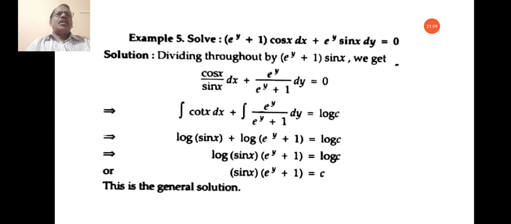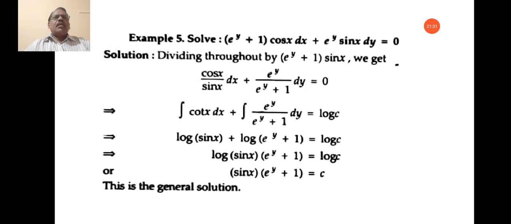So dividing throughout by e power y plus 1 into sin x, we get cos x by sin x into dx plus e power y divided by e power y plus 1 into dy is equal to 0. So here the variables are separated.